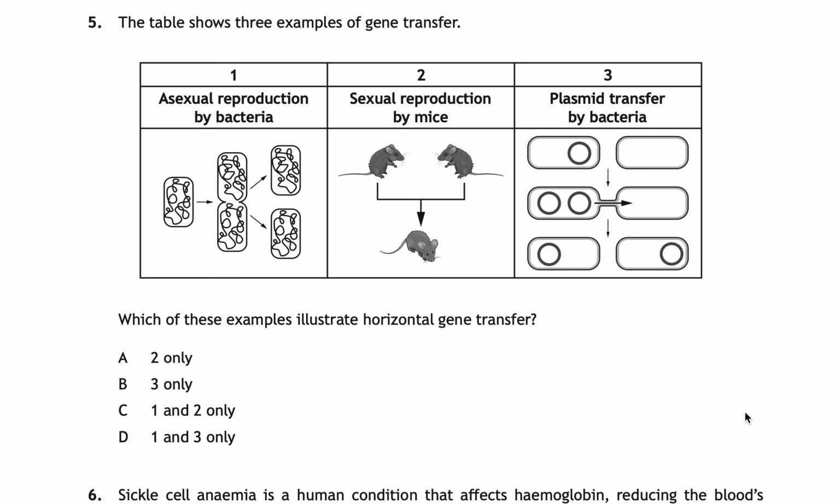So the correct answer for question 5 is B. It is only 3 that shows you horizontal gene transfer. So horizontal gene transfer takes place in bacteria. Try not to be confused with the diagram in number 1, the asexual reproduction, as both sexual and asexual reproduction are examples of vertical gene transfer where there is inheritance from one generation to the next. It's only in bacteria that you would have this horizontal gene transfer taking place across the same generation.